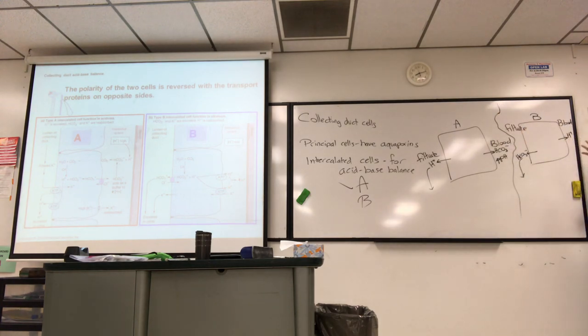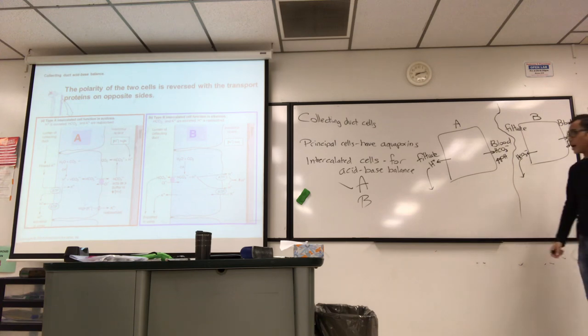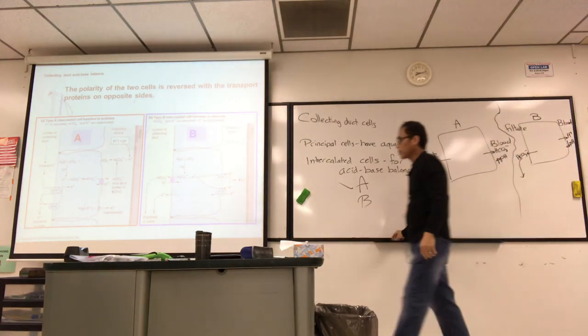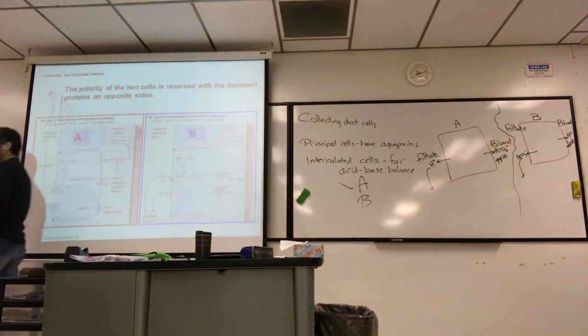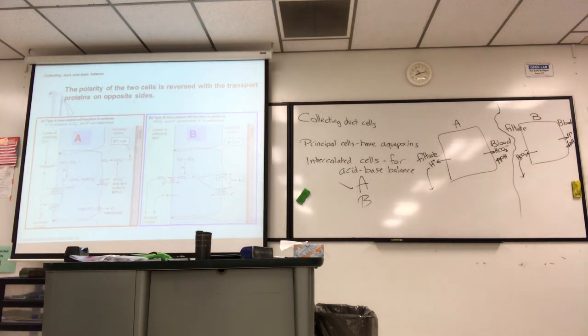Well, anyways, the type B's are just doing the opposite. Excrete the base, reabsorb the acid. That would effectively lower the pH, and that's very effective for helping to compensate for alkalosis, when the pH gets too high. So both cells are equipped to balance the pH one way or the other, depending on what the imbalance is.